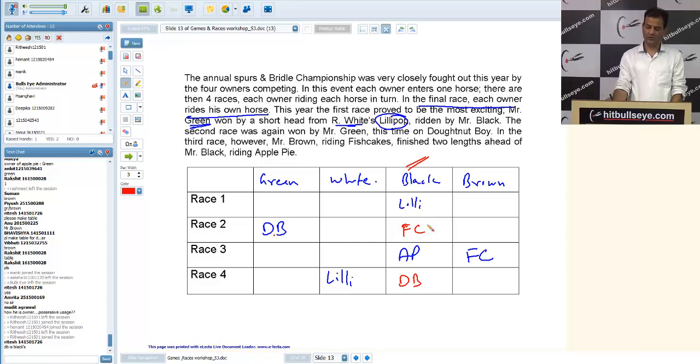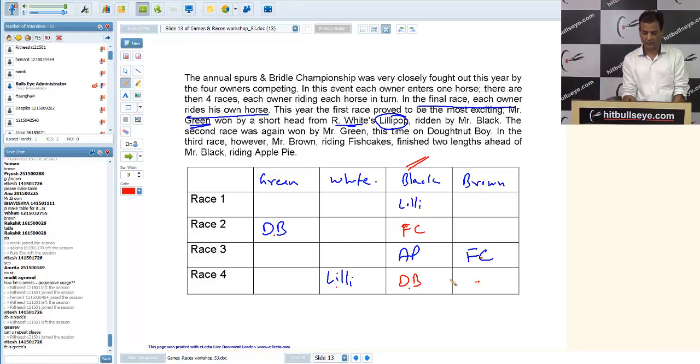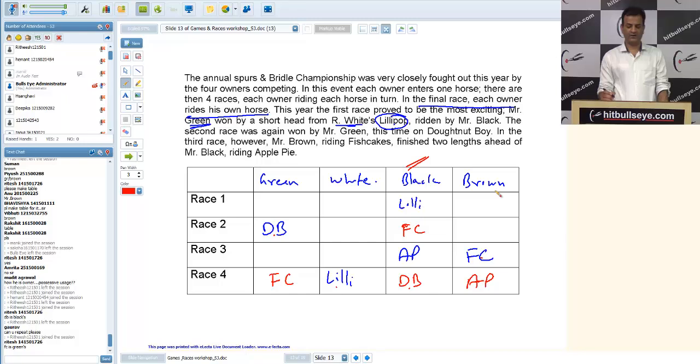Now the question is, who is the owner of Mr. Brown? In this column, 2 horses are there, Lily and DB. So FC cannot be here because FC is already in this column. That means we are left with only FC and Apple Pie. So FC should be here and Apple Pie should be here, because in each race everybody will run with a different horse. Only 4 horses are there. So now the question is over. Apple Pie is of Mr. Brown. But again we have to fill the block.